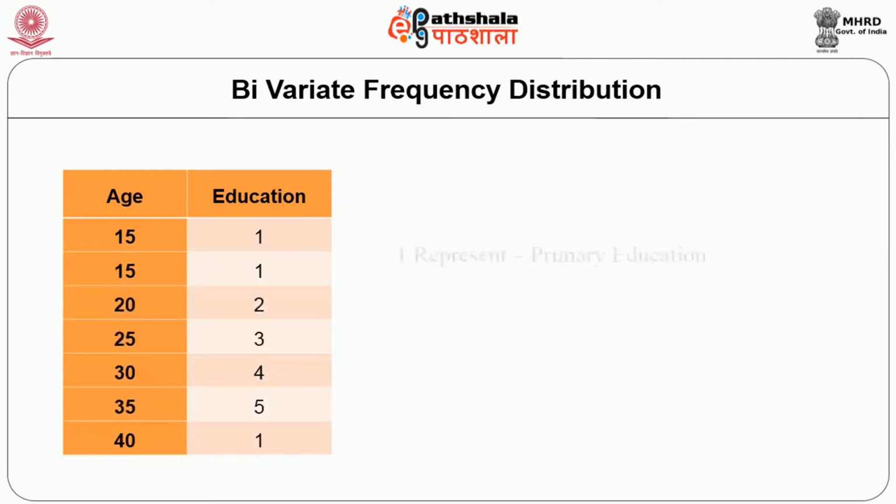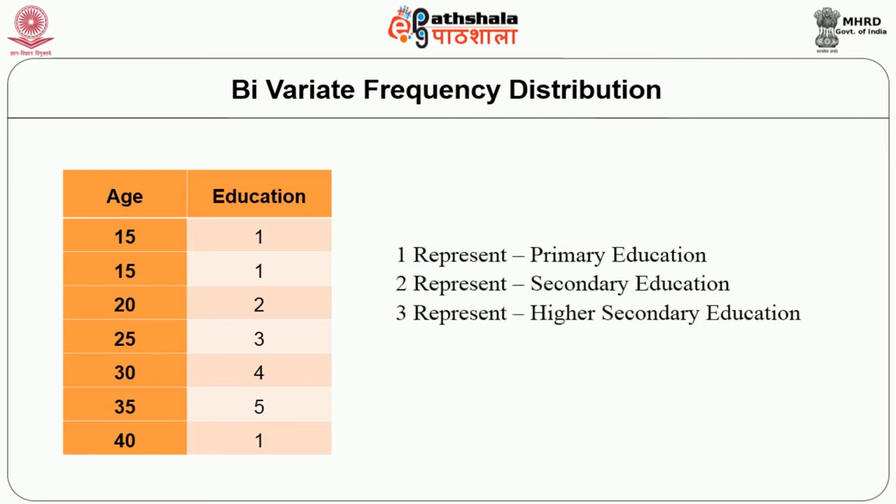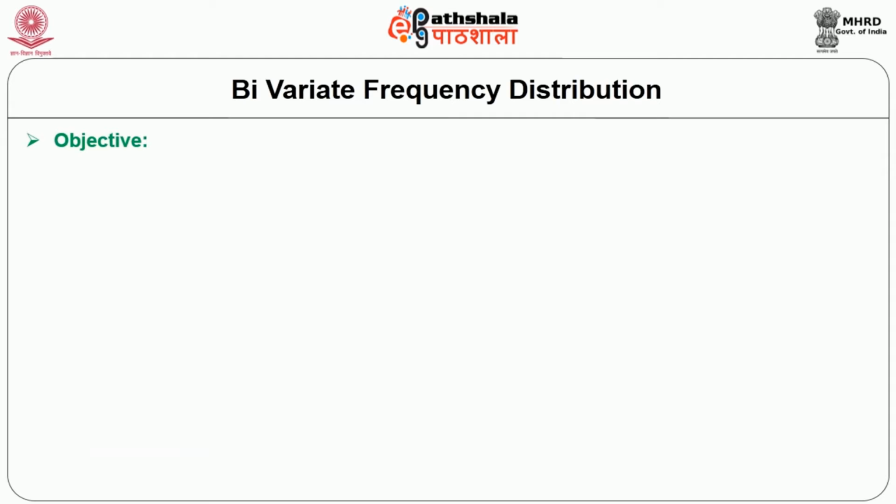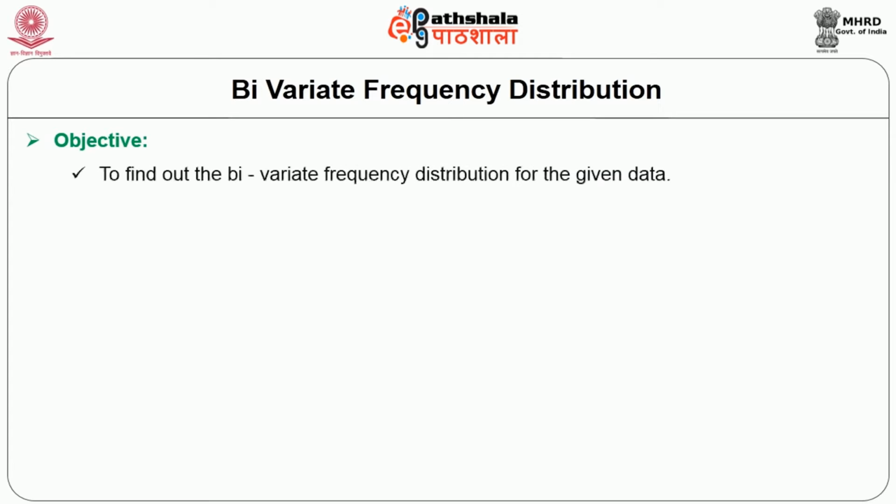Next, bivariate frequency distribution. Next, we are going to discuss how to calculate bivariate frequency distribution in SPSS. The following example will clarify the calculation of bivariate frequency distribution on age and education. Objective. The objective of this analysis is to find out the bivariate frequency distribution for the given data.